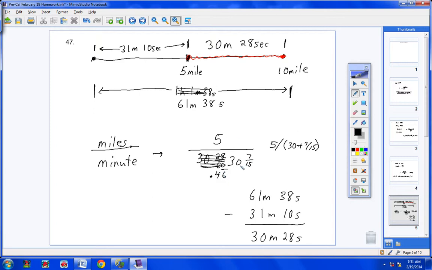But if you divide this out, you will get 0.16 miles per minute. That was her speed. So that's how many miles she was running, 0.16 of a mile every minute.